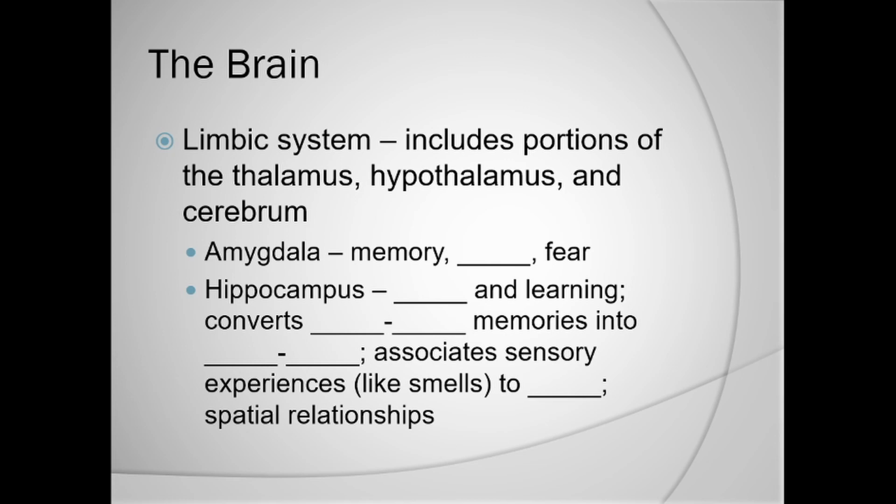And also spatial relationships. So, like I mentioned, with the cerebellum assisting with this, the hippocampus is involved in this as well, so that we know how far away something is from us. We're aware of our surroundings, so that we don't bump into things whenever we're walking, for example.